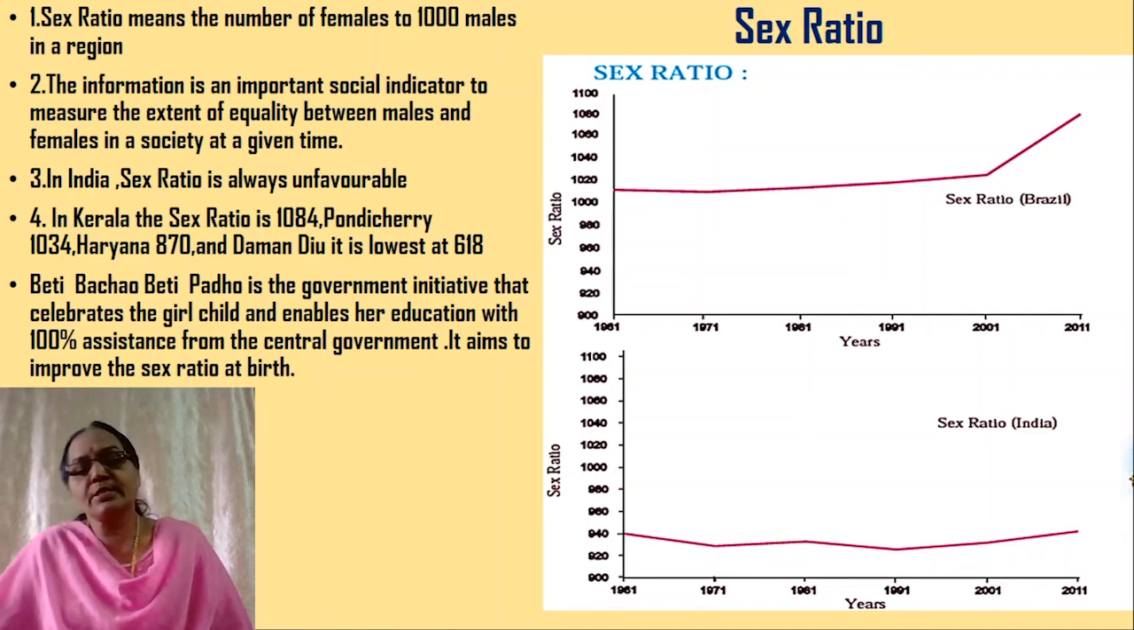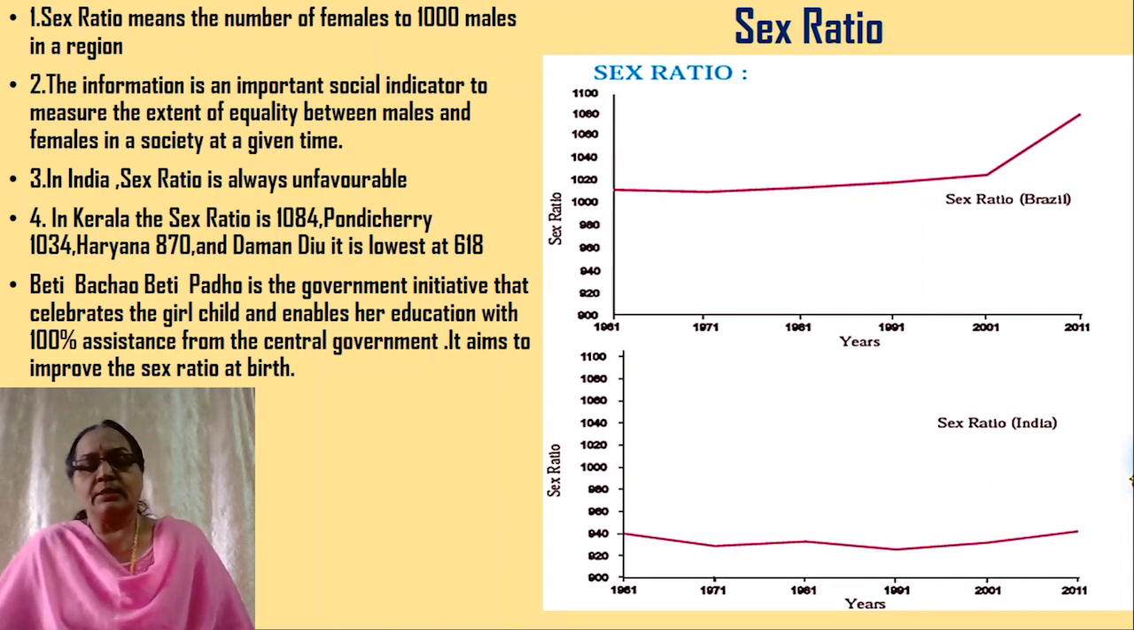Haryana, Punjab, etc. have low sex ratio. This is because of the preference for the male child due to many social problems like dowry, and also because of female infanticide. The number of females has always been low in these two states. Again, Daman and Diu also fares very poorly. Here it is only 618 females per thousand males.